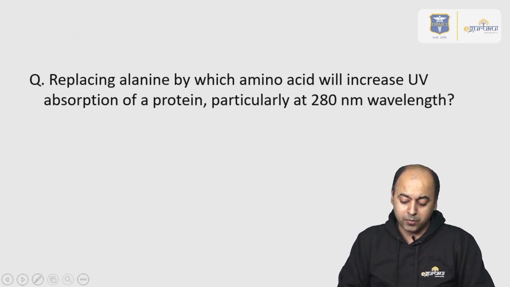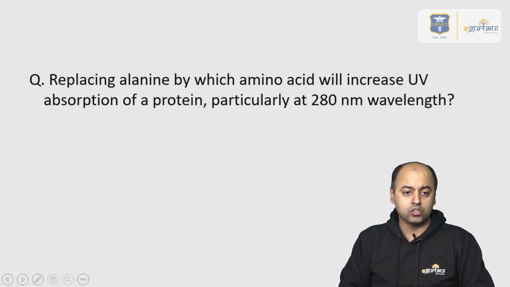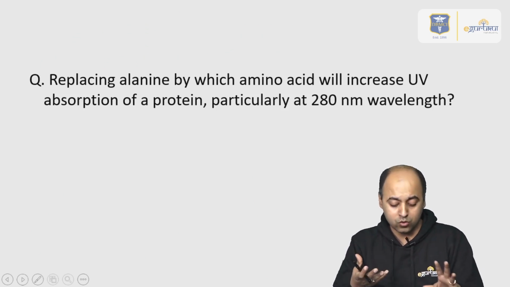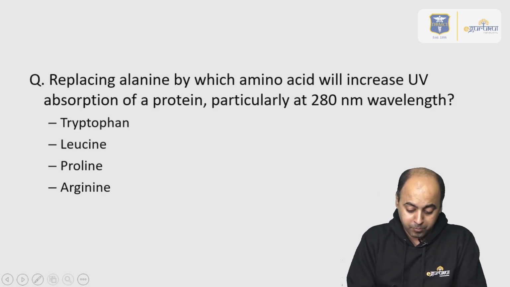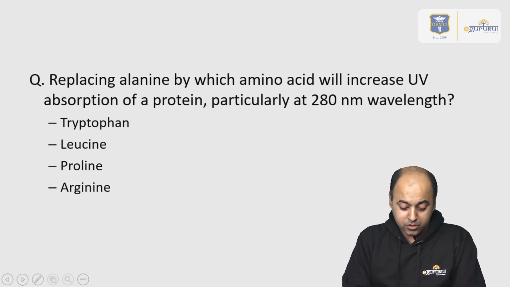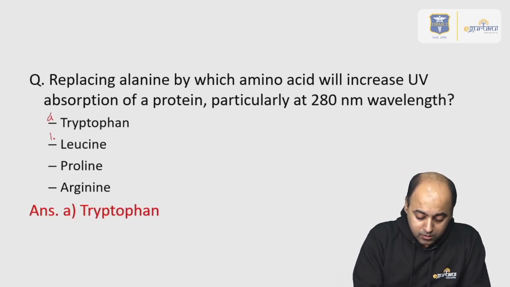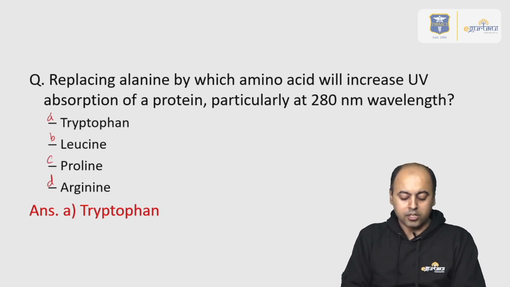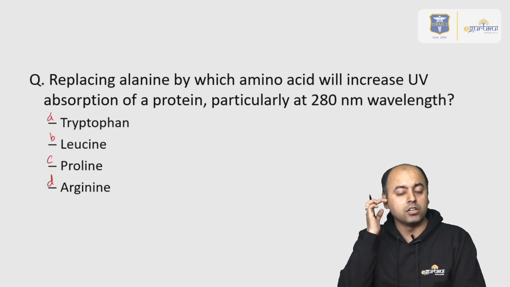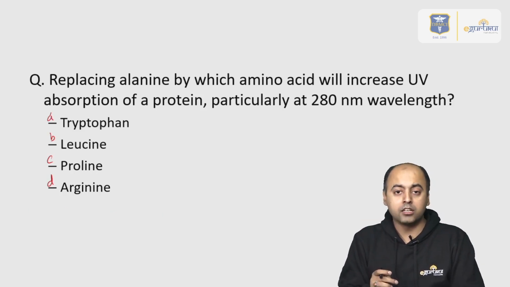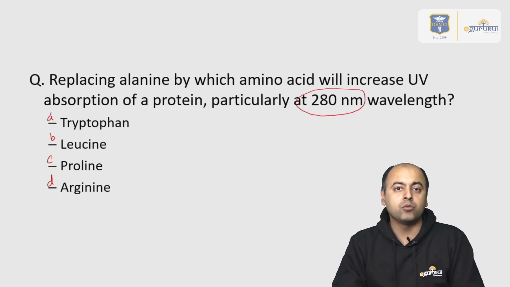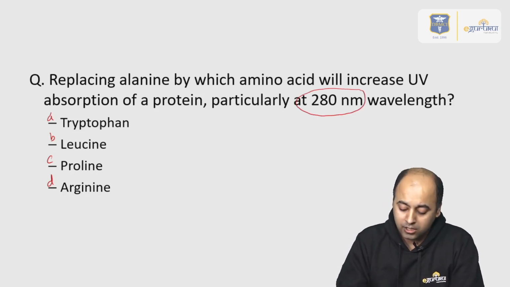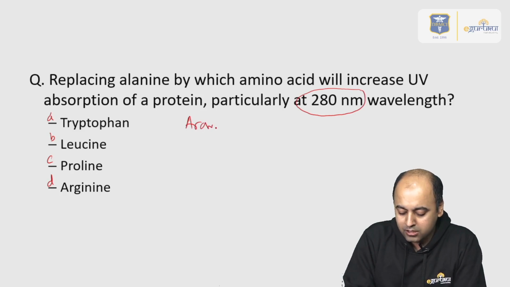Replacing alanine by which amino acid will increase UV absorption of protein? Now we are moving into the amino acid and protein section. The options are tryptophan, leucine, proline and arginine. Now what we have to understand here, the absorption at 280 nanometer or in the UV range occurs by aromatic compounds.